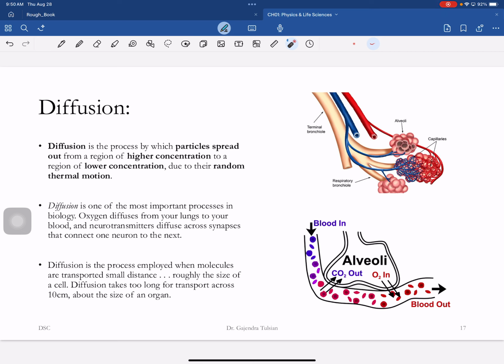Why do you need oxygen? Yeah, you're breathing to get oxygen. Why do you need oxygen? The brain needs oxygen, I know that much. Everything in your body needs oxygen.